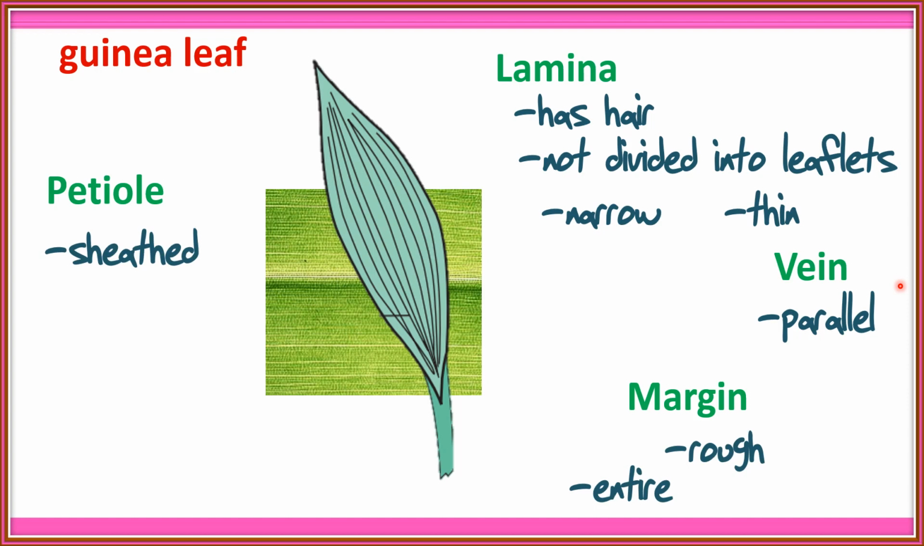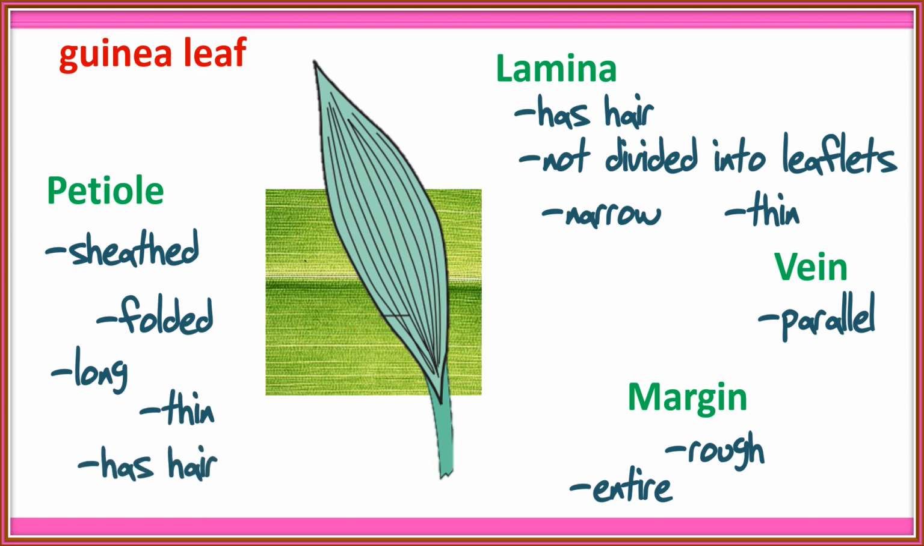Petiole, it is sheathed. Petiole is sheathed. Folded. Long petiole. It is thin. We can use those characteristics. Okay? And it has hair.